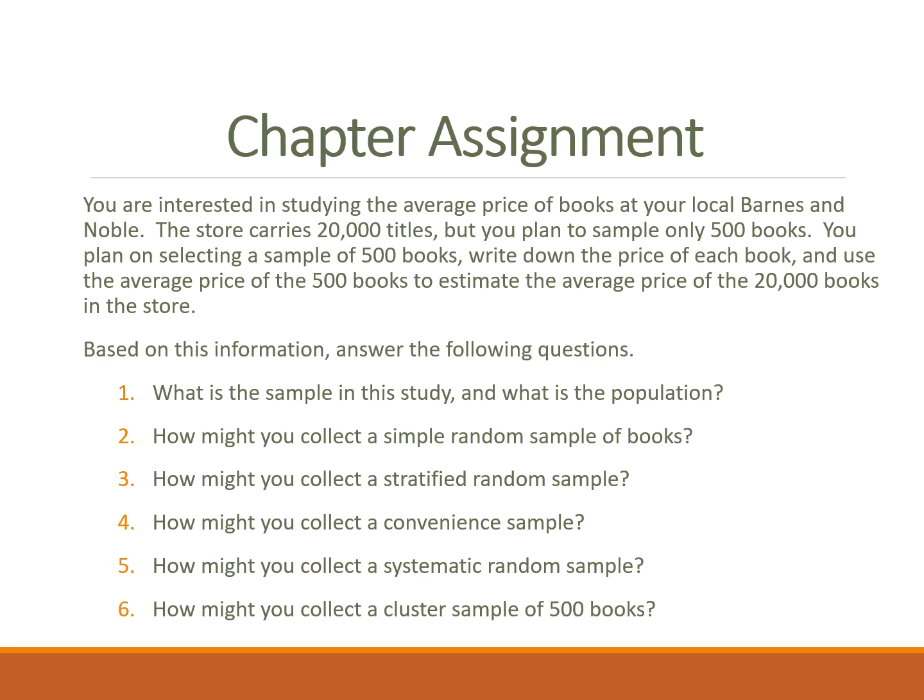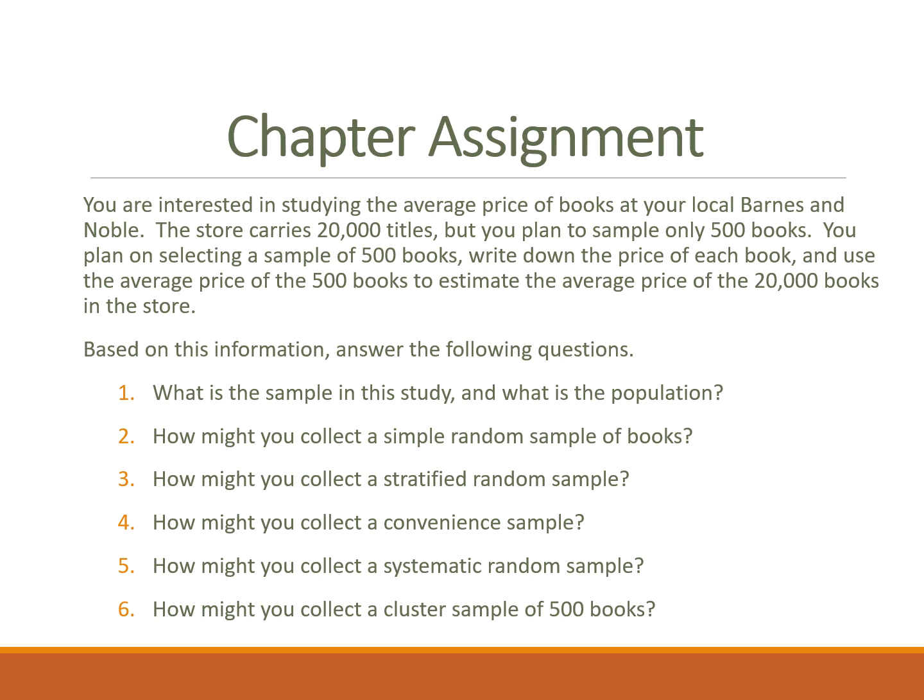How might you collect a simple random sample of the books? Think about, you do have a list of all 20,000 titles. So how would you conduct a simple random sample? How might you construct a stratified random sample? Think about how our Barnes & Noble is set up. Are there various divisions within that? Are there various book types?